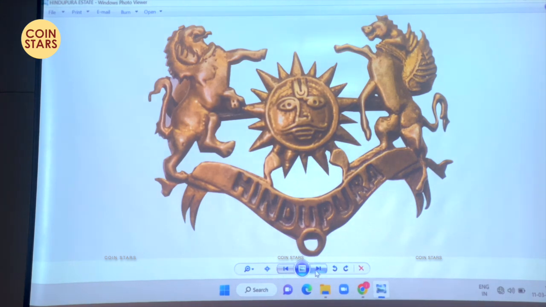Next. This is Jamindar Hindupura. It is in Karnataka, with a beautiful face of sun and its flying horse and a tiger. Andhra. Okay.